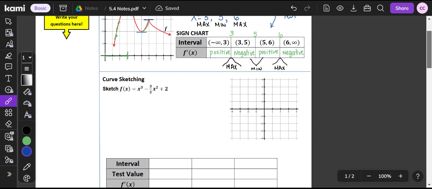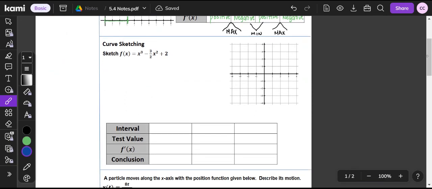All right, now, so here's an example like I was just talking about. You're just given a function. You are not given the picture. You're actually told to sketch the picture based on the function.